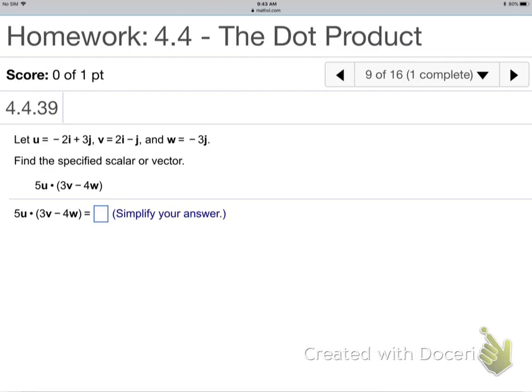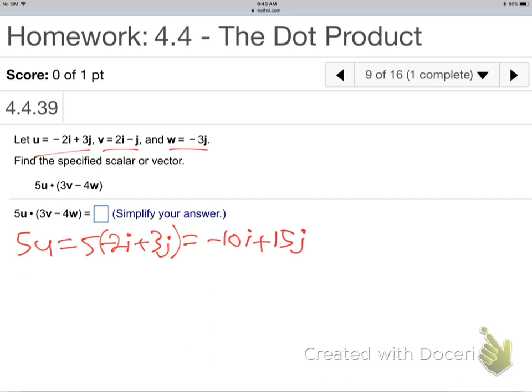All right, so U equals, V equals, W equals. All right, so 5U dot 3V minus 4W. Find the specified scalar or vector. All right, so let's give it a go. So first off, what is 5u? That just means 5 multiplied by the u vector. Good so far? There's 5 multiplied by the u vector, and 3 multiplied by the v vector.